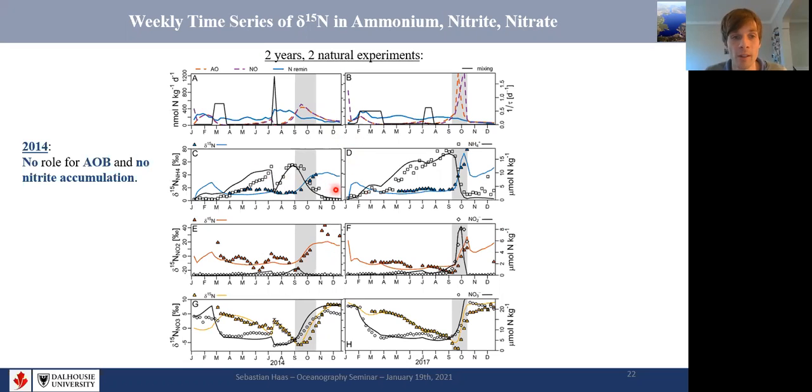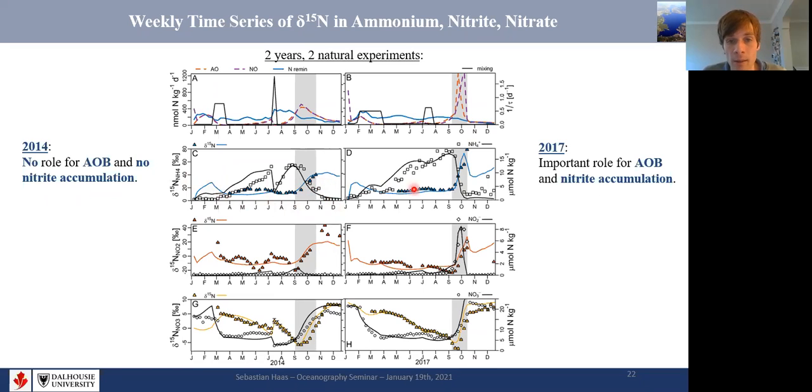nice natural experiments. In 2014 we had no significant role for bacterial ammonia oxidizers and no nitrite accumulation, or no significant one. And in 2017, we had an important role for bacterial ammonia oxidation and large nitrite accumulations up to 8 micromolar. I won't go into too much detail here, just present again: the scatters are empirical data, and the line plots are output from the isotope model.